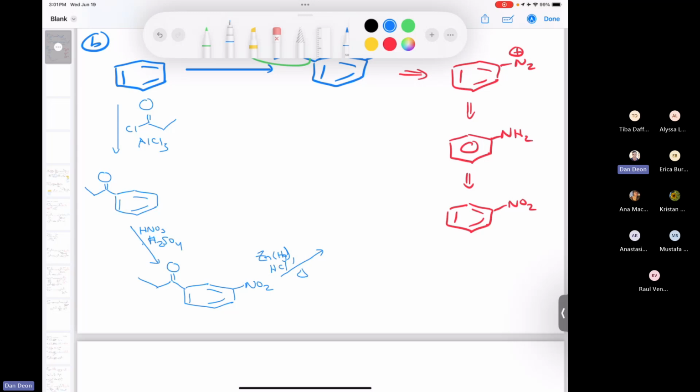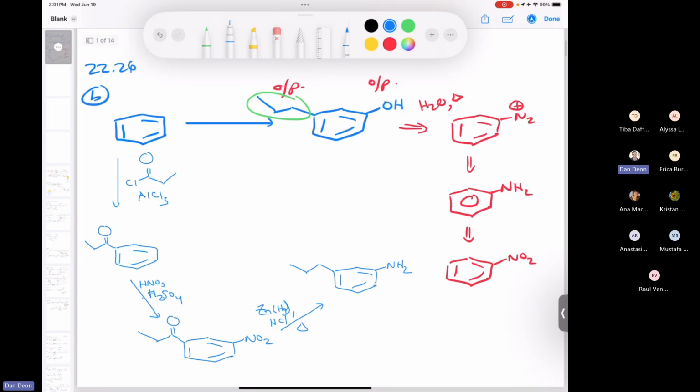and we heat that up. So that's a Clemmensen reduction. And like I said, that's going to reduce both. So we're going to reduce the nitro to the amine, and the carbonyl, it's going to reduce that as well. Okay, so now all we have to do is diazotize.